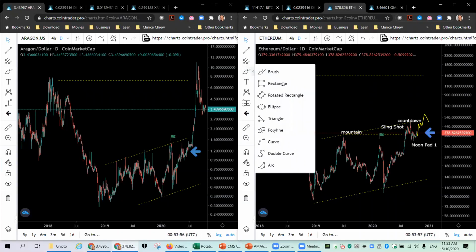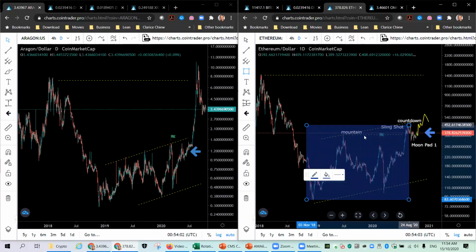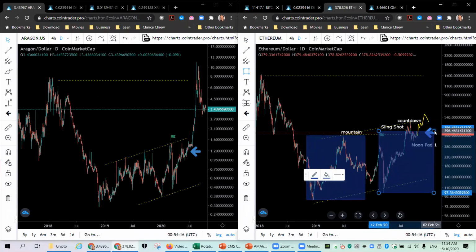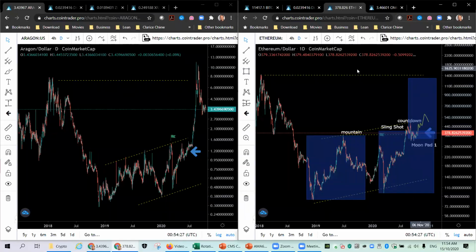For Ethereum, if you do the 3 push on, I'm going to use this one. 1, 2, right, and the 3rd push. So I'm just going to use this one for an estimation towards the all-time high.